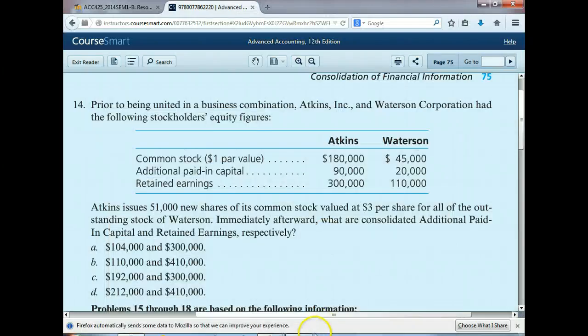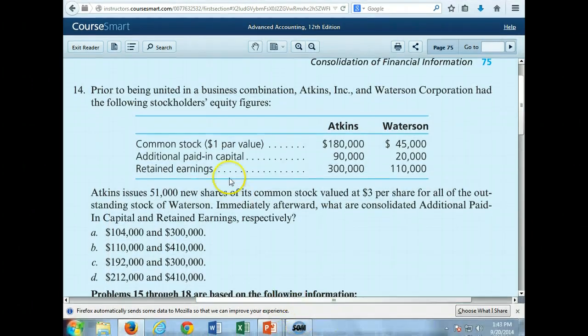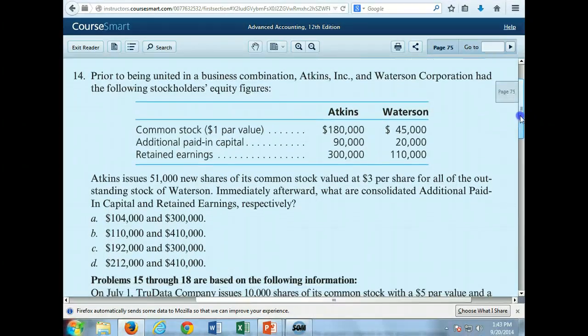So the book shows, prior to being united in a business combination, Atkins and Watterson had the following stockholders' equity figures. Atkins is the acquirer. Atkins issues 51,000 new shares of its common stock valued at $3 per share for all the outstanding stock of Watterson.